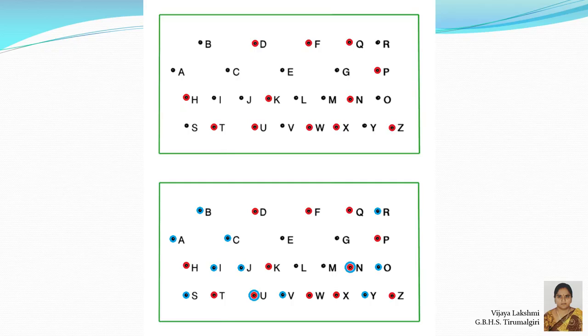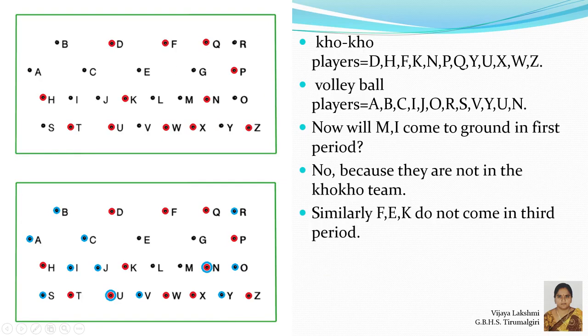Surprisingly, you find two letters U and N in both red and blue color. That means they play both the games. Now, looking at the figure, let me identify the Kho-Kho players. D, H, F, K, N, P, Q, Y, U, X, W, Z. These are all my Kho-Kho players. And A, B, C, I, J, O, R, S, V, Y, U, N are the volleyball players.